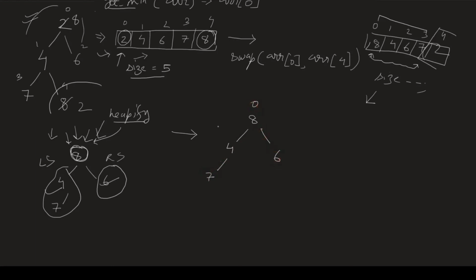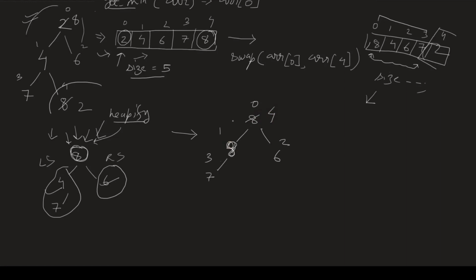In heapify we know that we need to compare 8 with 4 and 6, and we need to move towards the smaller direction. I have already explained the code of heapify in my previous video. So the minimum is 4, and we need to swap this value 4 with 8. Now 4 will be over here and 8 will be over here.